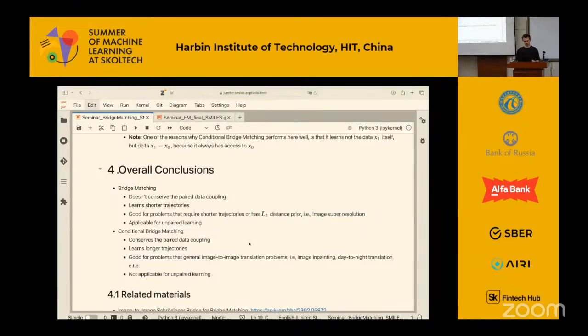And the conditional batch matching conserves the paired data coupling, which again can be both good and bad. It learns longer trajectories, or better to say, it does not alter the generation plan in favor of shorter trajectories as regular batch matching does. This conditional batch matching is good for general image-to-image translation problems, such as image inpainting, day-to-night translation, horses-to-zebra translation, and so on. It conserves the data plan, and hence cannot optimize over the data plan, which we need for the unpaired learning.